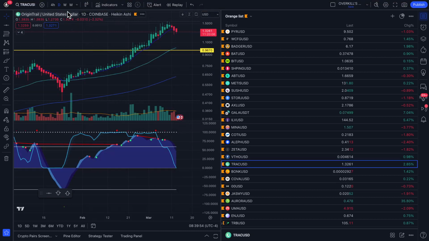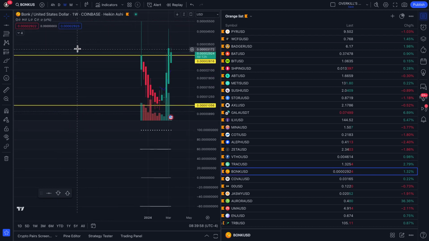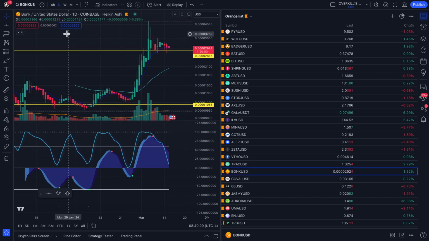T-Rack. Okay, profit taking territory. Bonk. I don't know. I'd be waiting till that stochastic comes back up there to 100 on the daily. Once again, the weekly doesn't tell me anything. I'd be trading the daily.